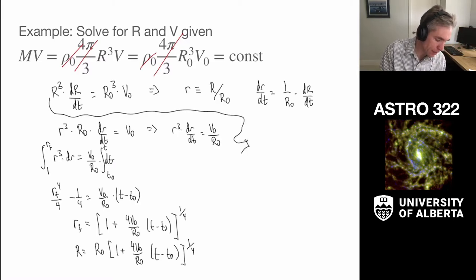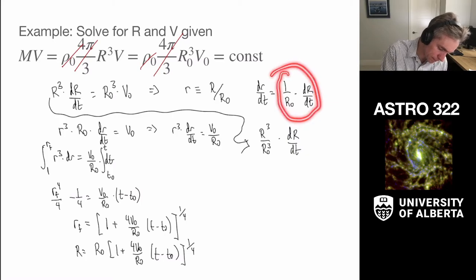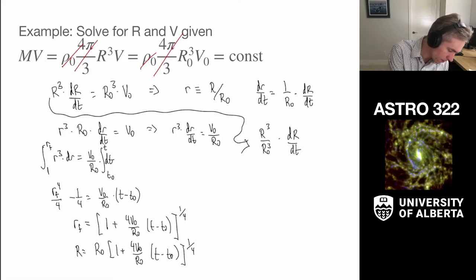So what I did here was I first divided both sides by the r naught cubed times dr by dt. And for the time variable, I want this expression. So to get that, I need a 1 over r naught here. Oop, I can't do it that way. I need a 1 over r naught here. And so to cancel out that r naught, I have to introduce 1 in the numerator there. And that's all equal to v naught.